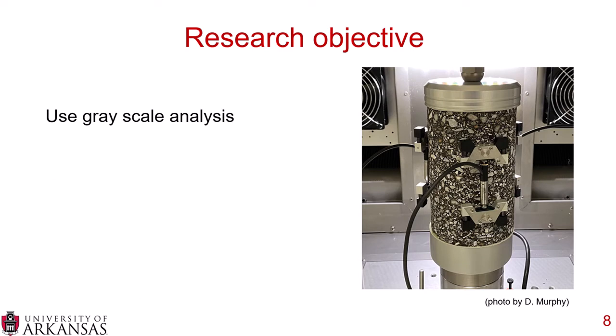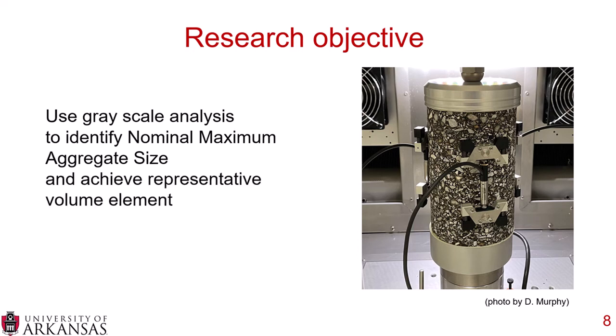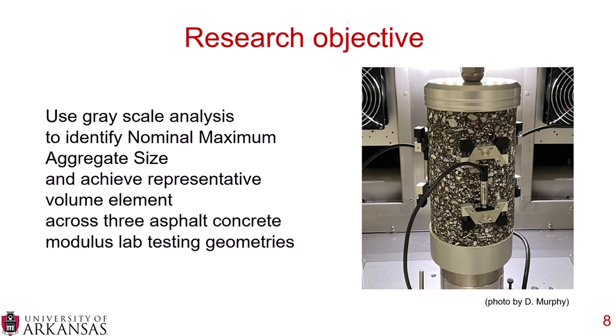So our research objective was to use a grayscale analysis to identify nominal maximum aggregate size and to achieve representative volume element across 3 asphalt concrete modulus lab testing geometries. So you could potentially use this procedure on new tests, but what we decided to do was use this procedure on 3 existing tests, all of which test dynamic modulus of asphalt mixtures.